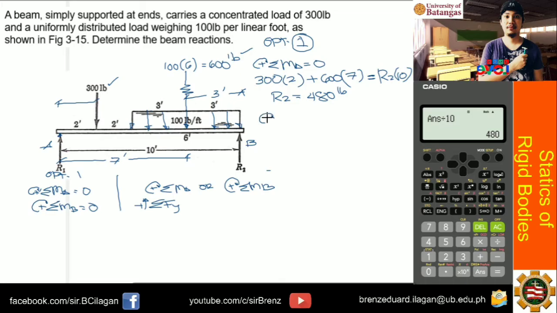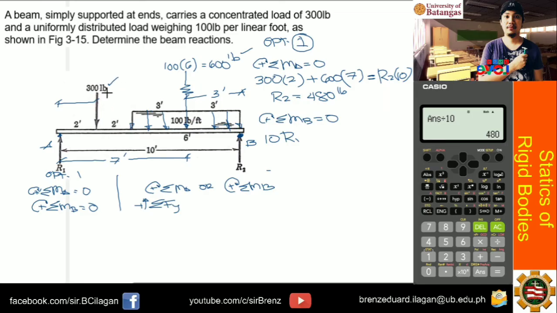So, ganun lang ulit. Take summation ng moment at point B equals to 0. So, ngayon, dito naman tayo sa point na to magpapaikot ng mga force. So, unahin natin yung R1. Anong moment ang na-produce ni R1? Clockwise, di ba? So, positive. So, 10, the perpendicular distance na 10, times R1, and then yung 300 pound.